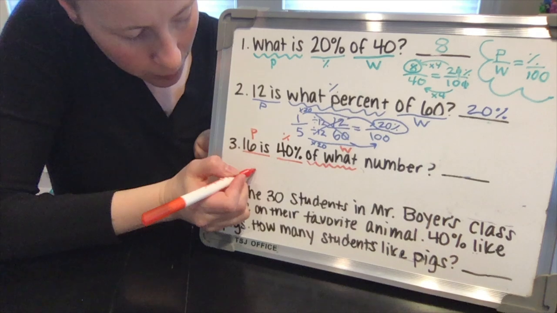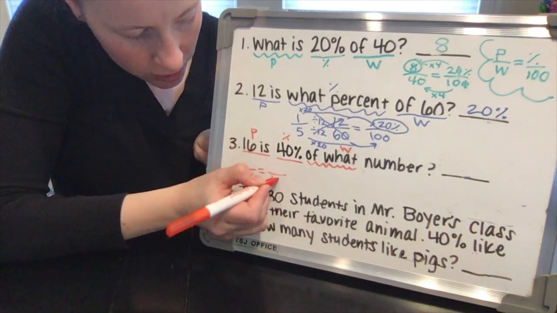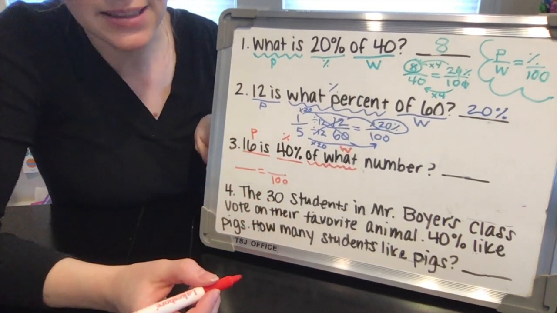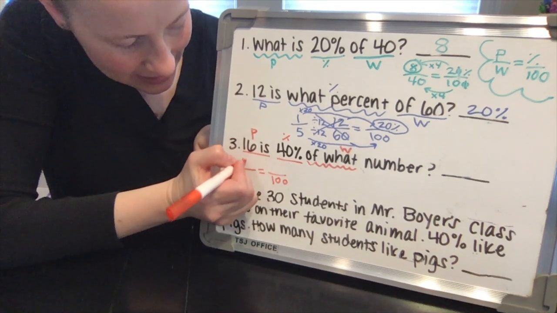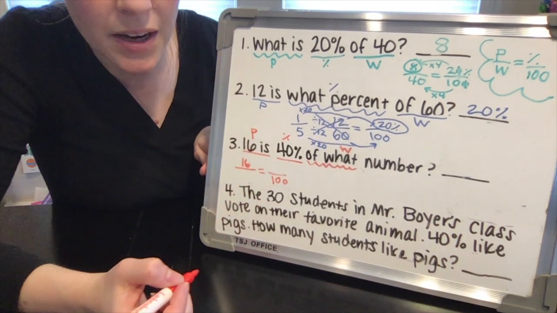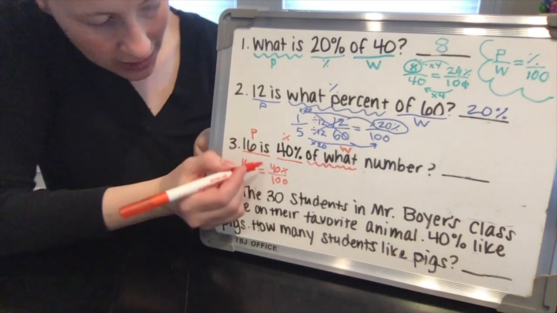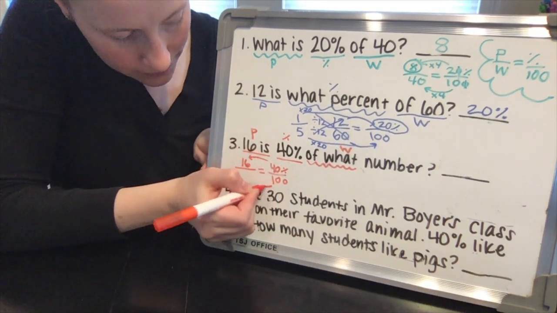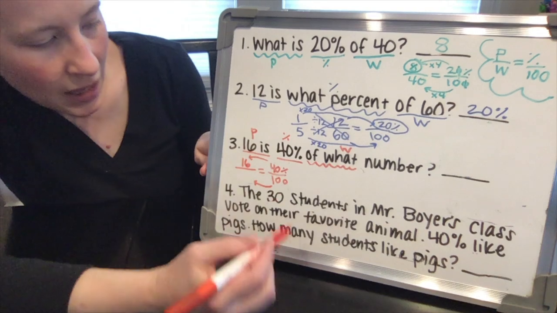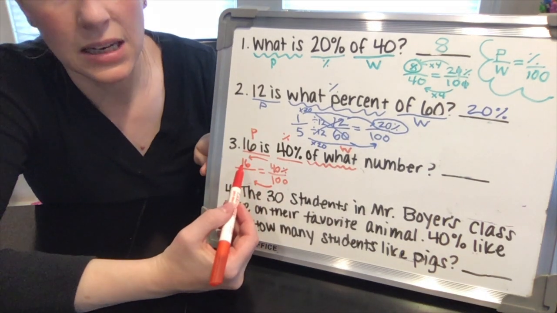I'm going to set up my proportion over here. 100 always goes in the bottom right hand side. My part is 16, so it must go on the top over here. And 40% goes over the 100. I'm going to draw my arrows.